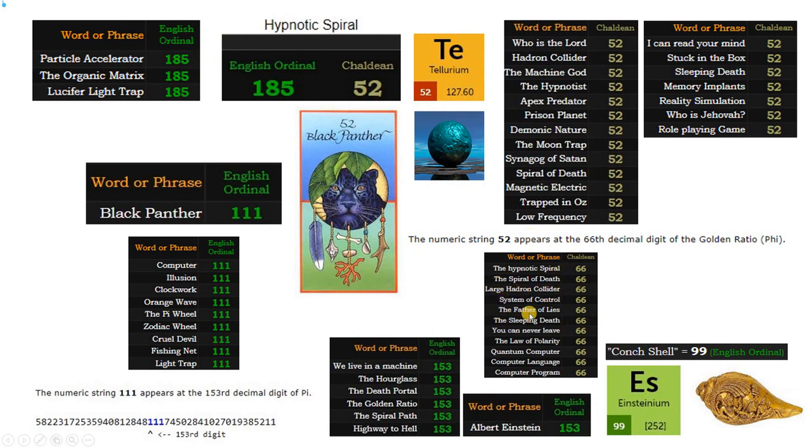Then we have system of control, the father of lies, the sleeping death. That is the second time we have it. The law of polarity, quantum computer, quantum computer language, and computer program.